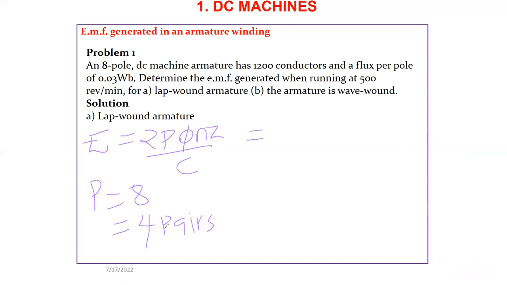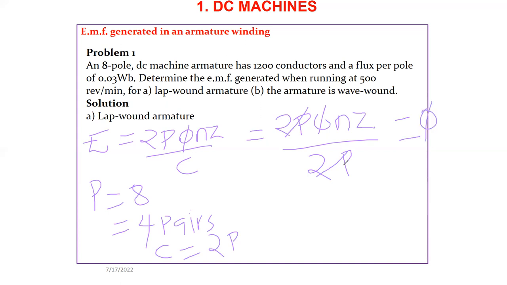Now we replace in our equation of the EMF. C, we said, is equal to 2P in a lap wound. So you have 2P, then you have phi N Z. Since the denominator and the numerator are equal in terms of P, they cancel, and you remain with phi N Z, where phi is equal to 0.03.